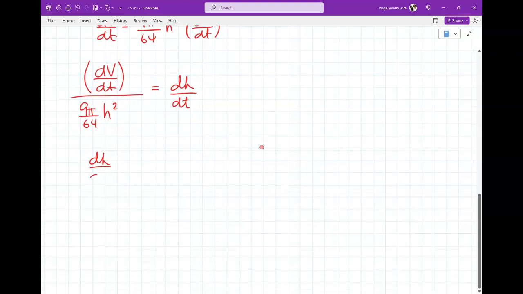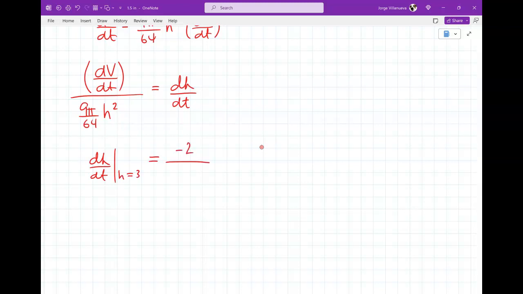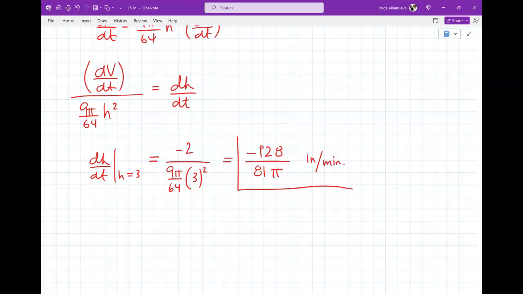So dH dt, when H is 3, is equal to, well, dV dt is -2 over 9 pi over 64, and this is going to be 3 squared. If I simplify the right side, 3 squared is 9, that's 81 pi, so it's -128 over 81 pi. And this is height, so it's inches per minute. This is my answer.